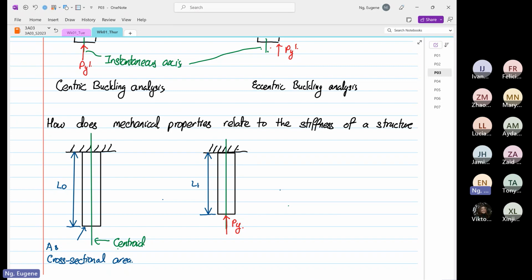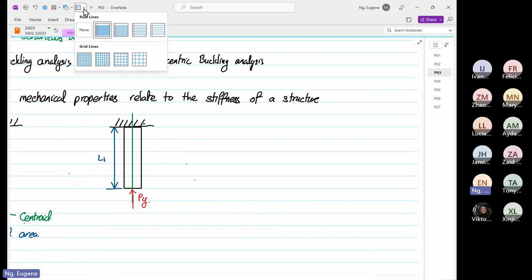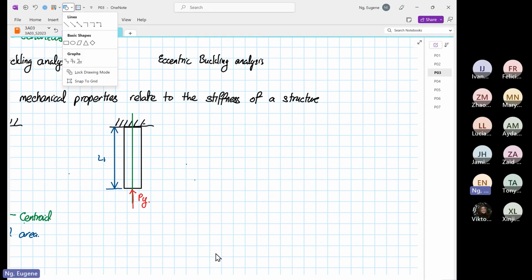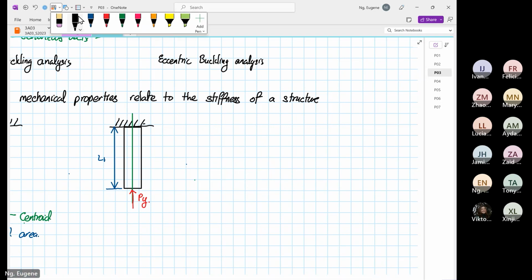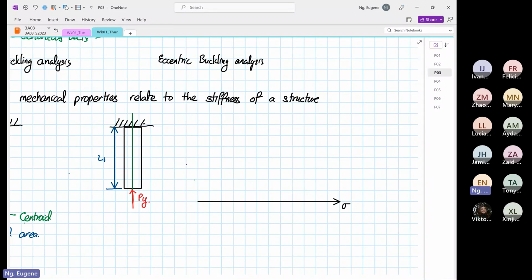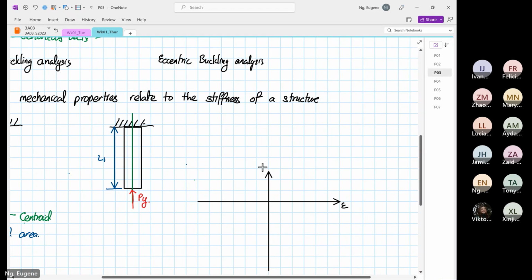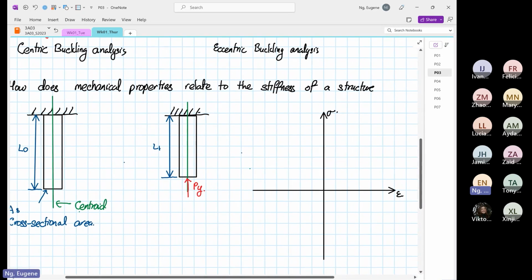From here we can usually sketch a stress strain curve. Now I'm going to go into more detail on this stress. For the stress strain curve, our x-axis, this is our strain, and then we have our normal stress.